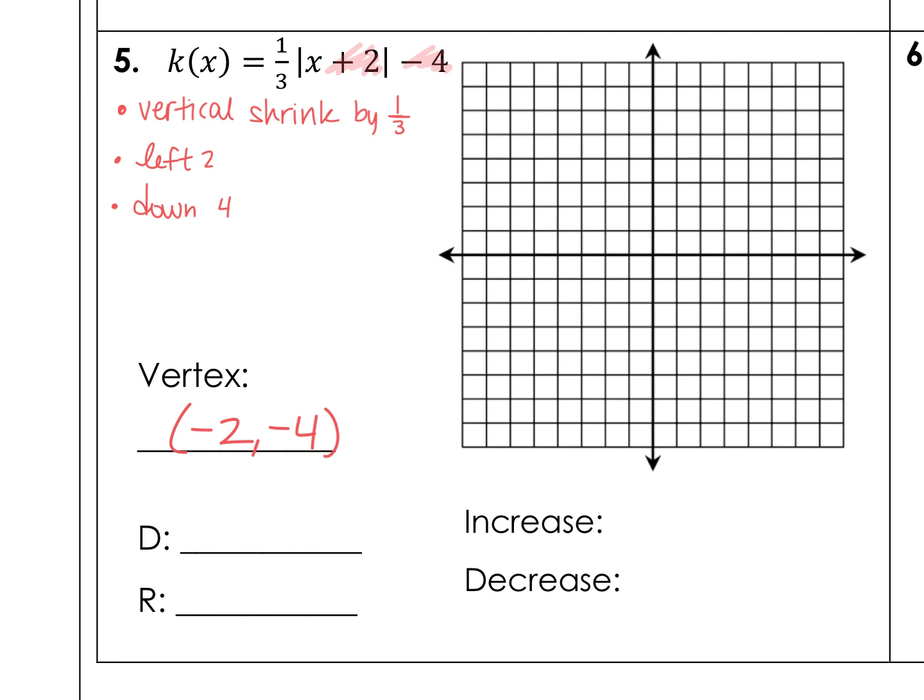And the slope, what is it, or the a value? 1/3, so that is going to take it up 1, right 3. You guys know how to graph slope, but we'll just write it down real quick. So 1/3 takes it up 1, right 3. Graph your vertex at -2, -4. It went left 2, down 4. And then you go up 1, right 3. You will see it's been shrunk.